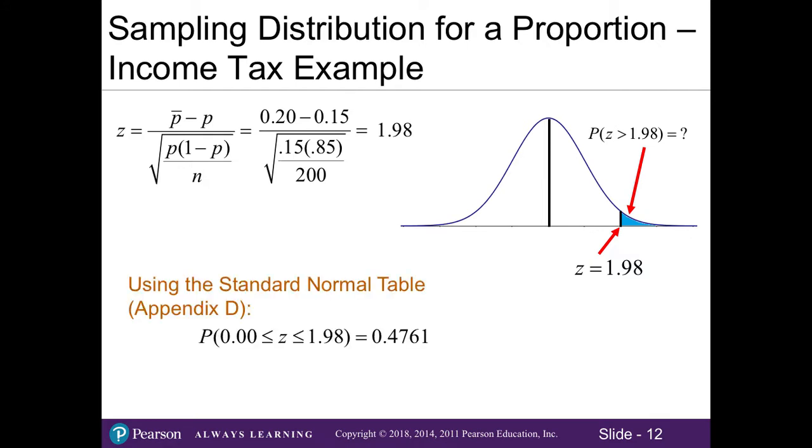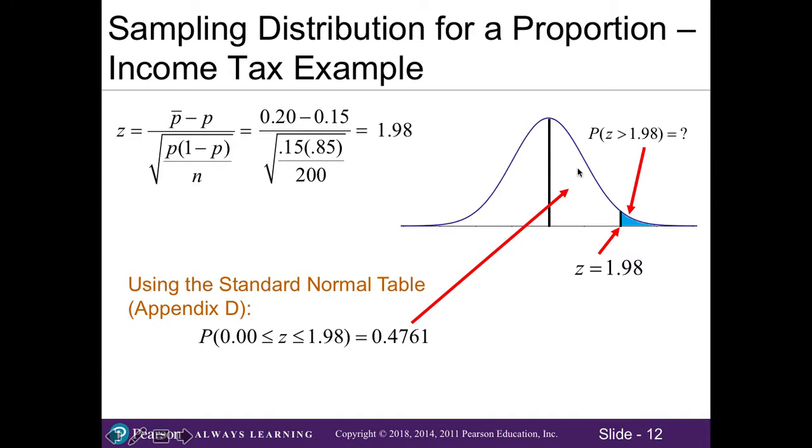Now, since we know our z-value, we can go ahead and go to the standard normal table, or our appendix D. And so our appendix, when we look up 1.98, gives us the area from the middle out to the right. So this 0.4761 we see in the table tells us this area right here.